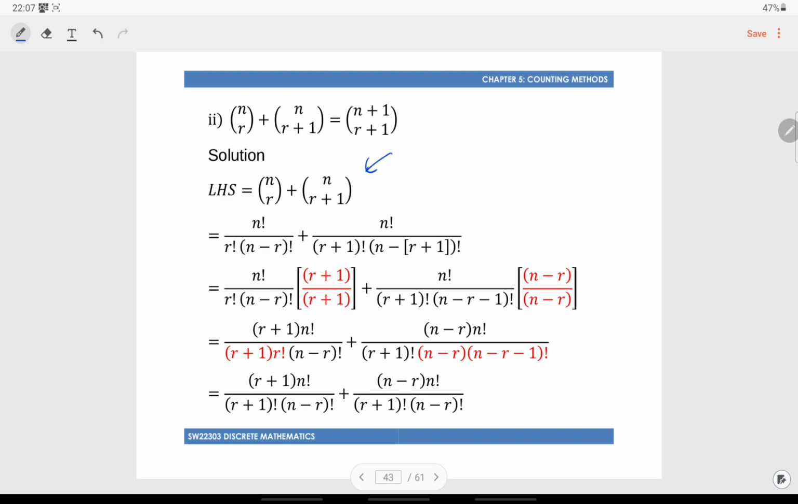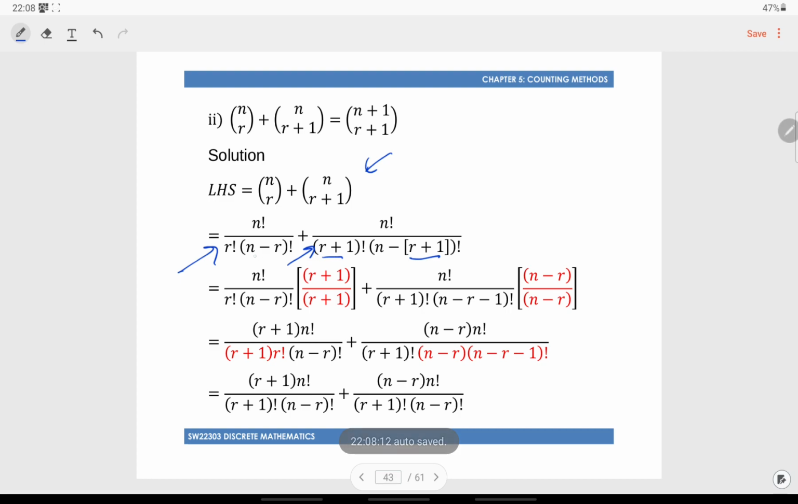So we insert these values into the formula. For the first one we use the original formula, and for the second one we use the formula by replacing the r by r plus 1. So this one r plus 1, this one also replaces as r plus 1, and then we simplify. Because we have addition of fractions, we have to make sure that the denominators are exactly the same. So how to do that? We multiply both fractions. The first fraction by r plus 1 over r plus 1, and the second fraction by n minus r over n minus r.